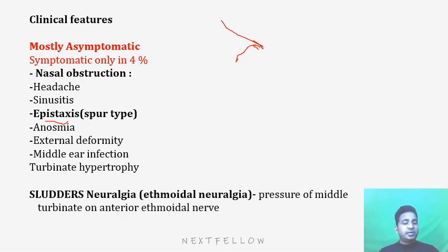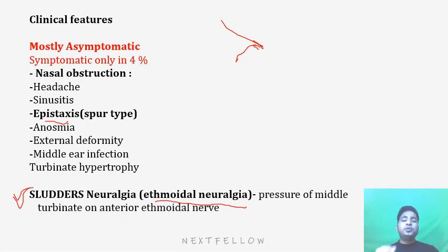Another term is Sluder's neuralgia. What do we mean by Sluder's neuralgia? It is also known as ethmoidal neuralgia. Sometimes because of a concha bullosa or a replacement of the middle turbinate, it puts pressure over the anterior ethmoidal nerves, and because of that pressure the patient has constant headache at the ethmoidal region.